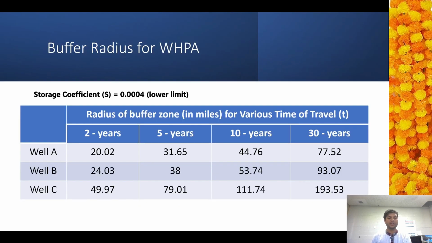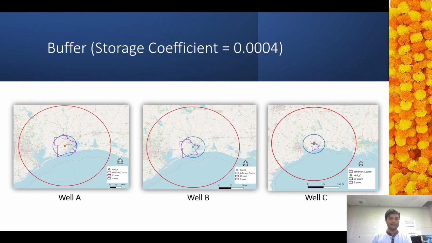We were able to compute the radius for 3 different wells for 4 different times of travel, and we can see that for the 2-year time of travel, the radius of the buffer zones ranged from 20 to 50 miles, and for 30 years the radius ranged from 77.5 to 193.5 miles. For better visualization, these were plotted in QGIS. As we can see on the screen, the buffer zone for the wells in Texas for 30 years time of travel reached the Houston area for all 3 wells, which was quite logical.